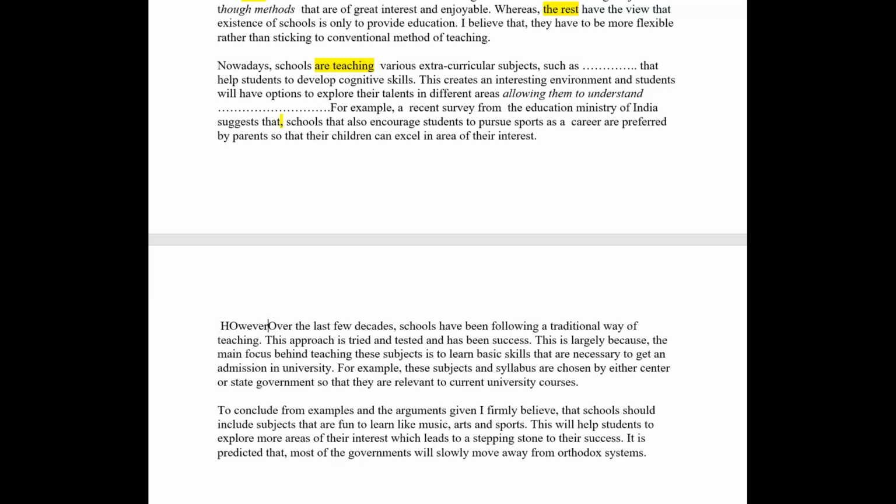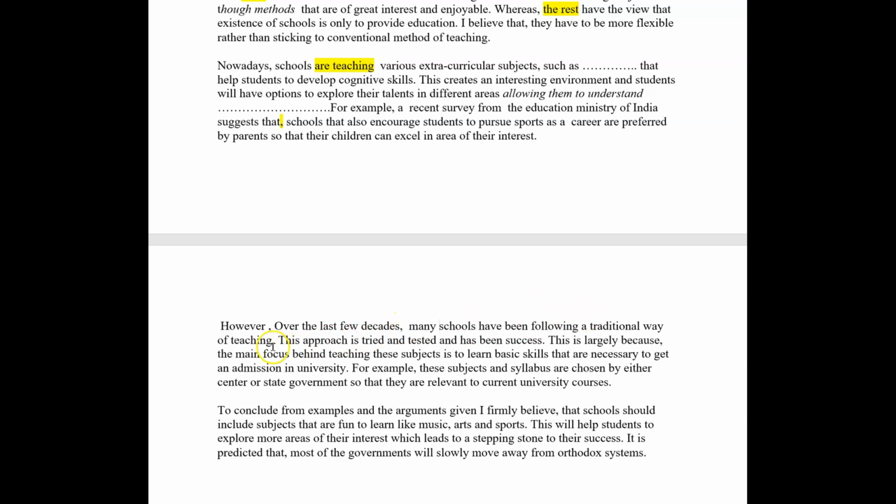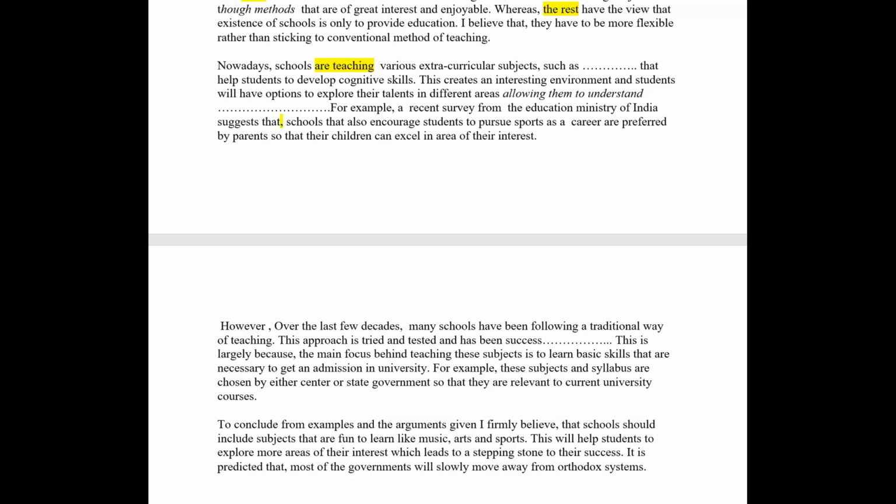However, because you're now sort of looking at the other side of the story, over the last decades, many schools, not all, many, have been following a traditional way of teaching. This approach is tried and tested and has been successful in allowing students to access university. So explain where that success is. This is because the main focus behind it is to learn basic skills that are necessary. Okay, good. So you've got the university. Sorry, I missed that. Okay, so that's a nice development there. Well done. For example, chosen by either centre or state government, so they're relevant to the current university courses.